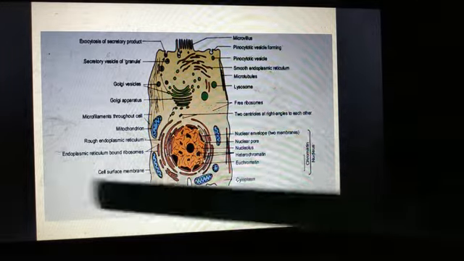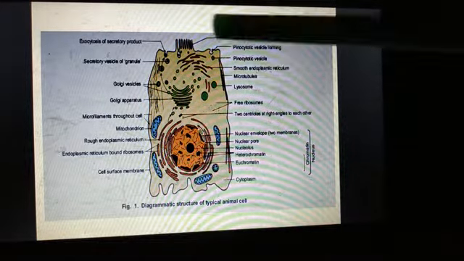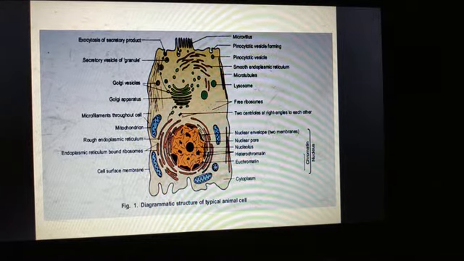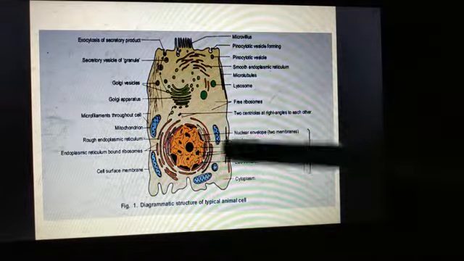So we will study all these components, all these cellular organelles, in detail in this chapter. This diagram is for the animal cell.